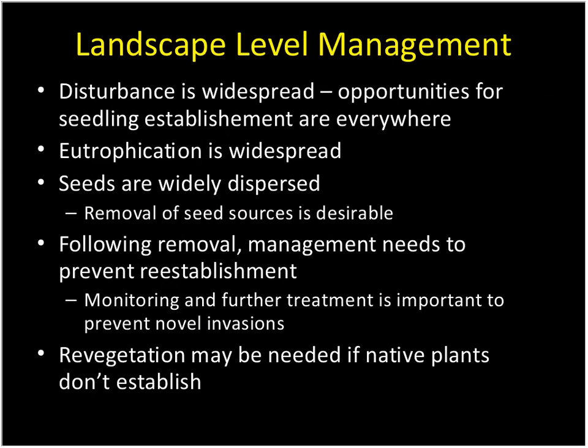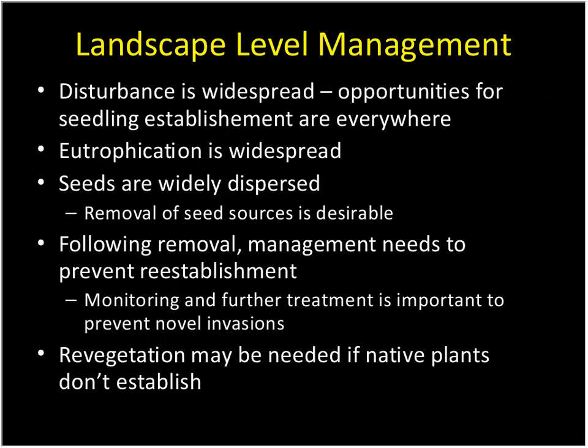Disturbance is widespread. Opportunities for seedling establishment are everywhere. Nutrient inputs are everywhere, so eutrophication is widespread. We know seeds are widely dispersed. The wind blows them everywhere. Machinery disperses them around. There's many ways for seeds to move around.